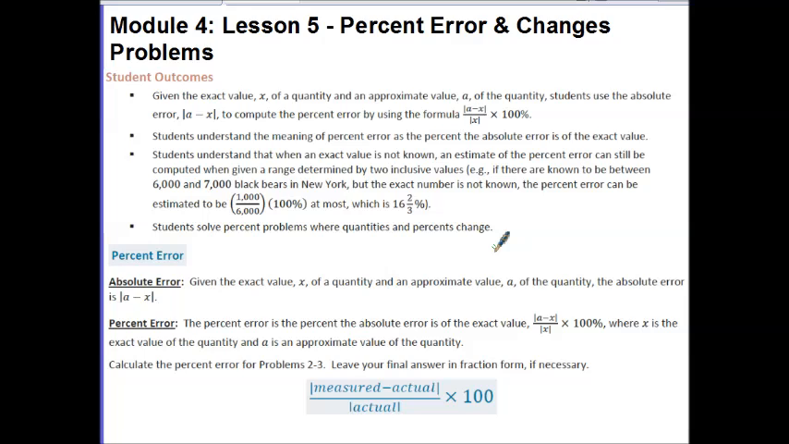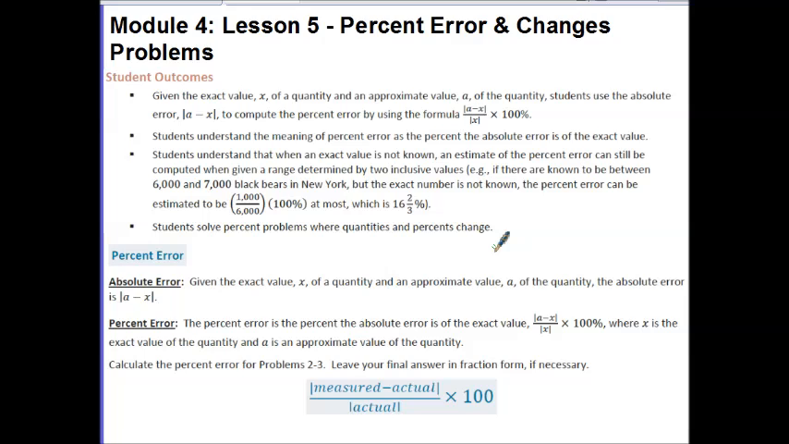Today's lesson is Module 4, Lesson 5, Percent Error in Changes Problems. Your outcomes for today's lesson are: given the exact value x of a quantity and an approximate value a of the quantity, students use the absolute error, which is the absolute value of a minus x, to compute the percent error by using the formula the absolute value of a minus x divided by the absolute value of x multiplied by 100. Students understand the meaning of percent error as the absolute error is of the exact value.